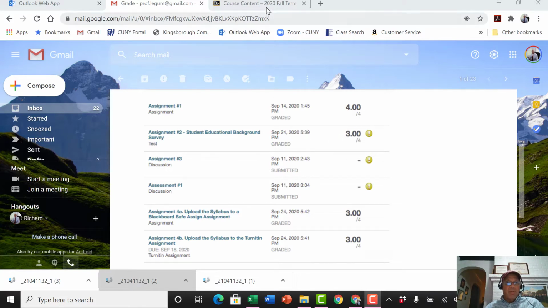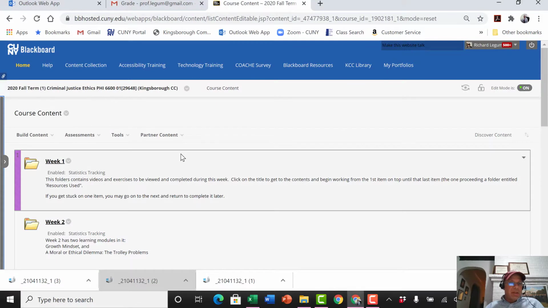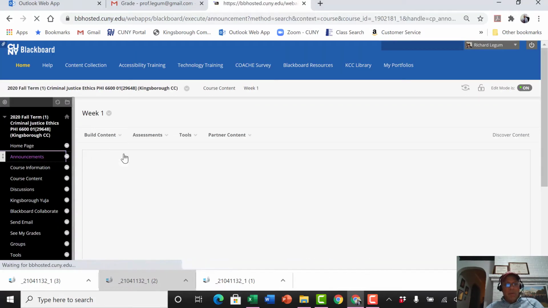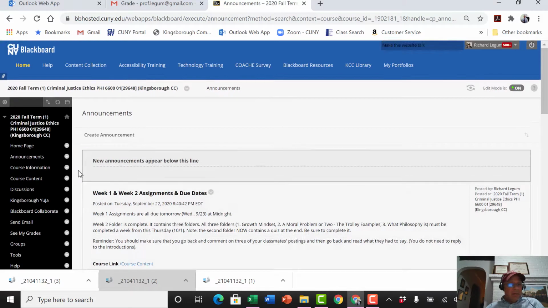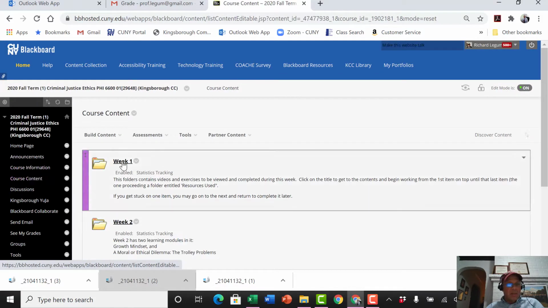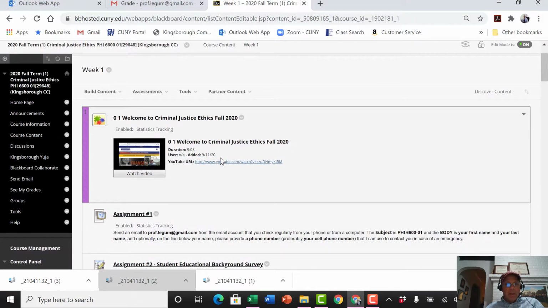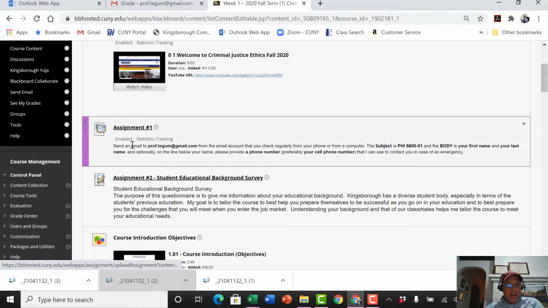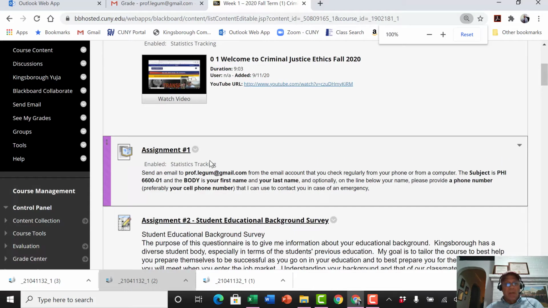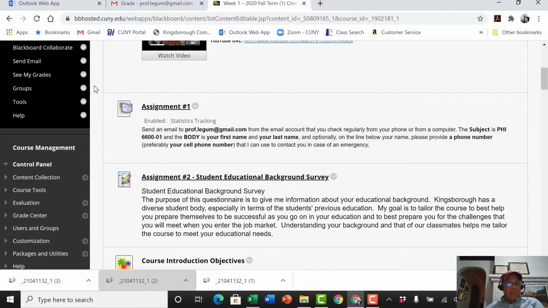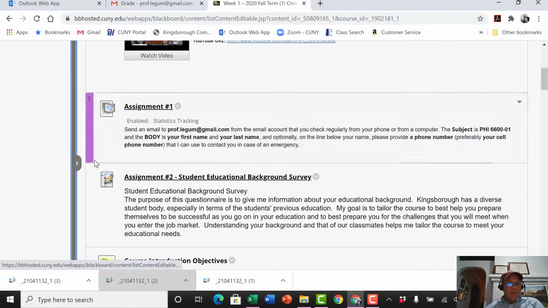Now, let me just point out that these correspond to the assignments, and let's go over to a course. This happens to be my criminal justice ethics course. The same thing is true with my other ethics courses in week one, and week one usually starts the same way. We're in course content, and I wanted to go into week one. Okay, here I am. And notice I had the welcome message, and now I had assignment number one, and maybe I should make this slightly bigger, a little bit easier to read. And in fact, I'm going to get rid of this bar.